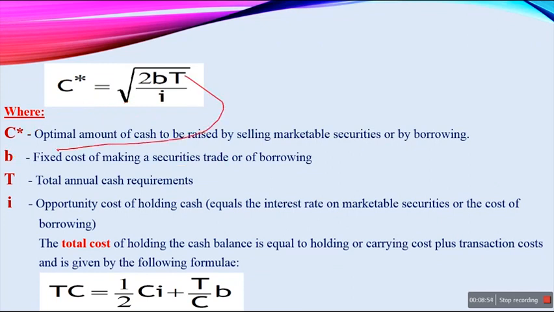The T represents the total annual cash requirements. How much does this organization require on an annual basis? So if an organization requires 100,000 in a month, then it means that in a year they require 1,200,000. That is if they require 100,000 per month, multiplied by 12 months. That is the total annual cash requirement. That is what they need for the whole year.